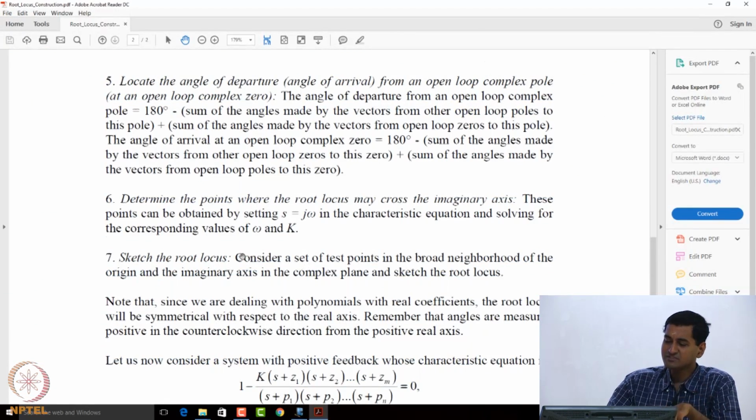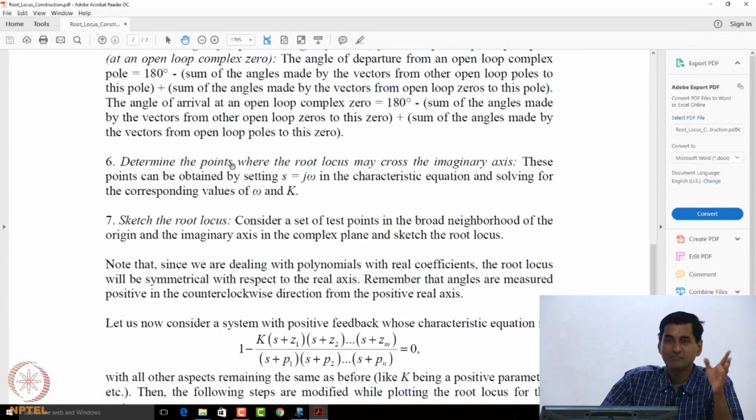So the final step is to sketch the root locus. By and large, what we need to do is steps 1 to 6. What I expect of you when you draw the root locus by hand is to methodically do steps 1 to 6. By that time, as you keep on constructing root loci, you will have an idea as to how to construct the final root locus approximately.